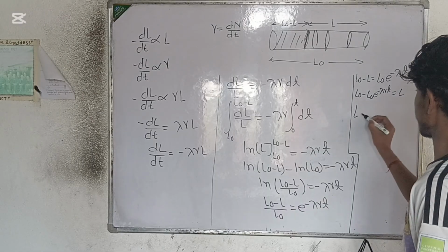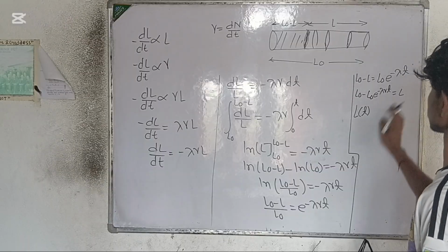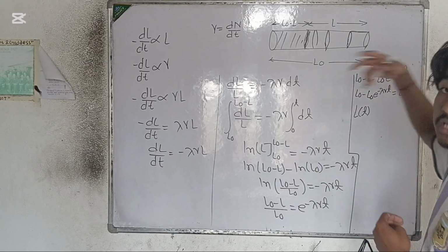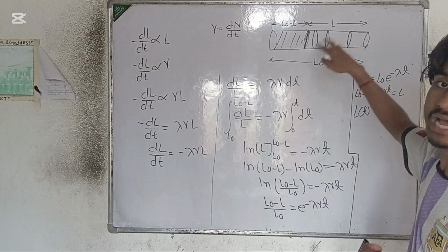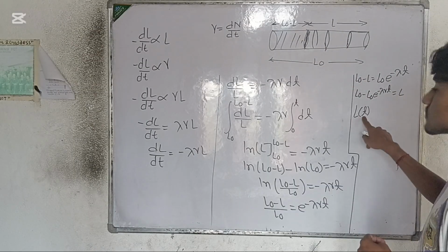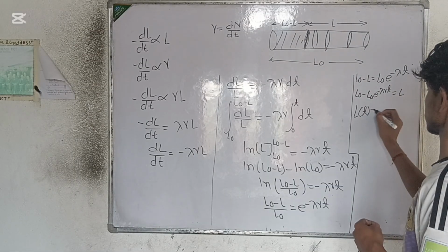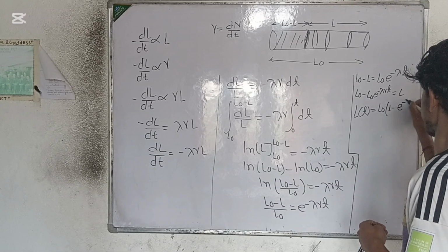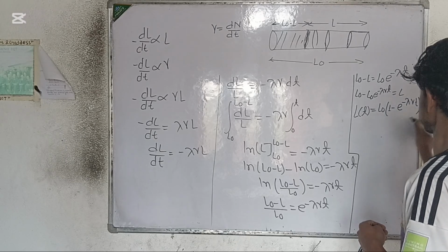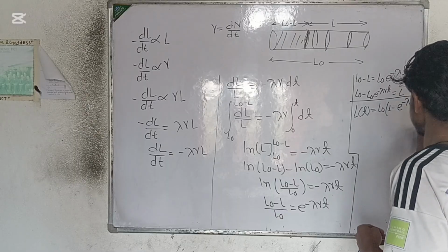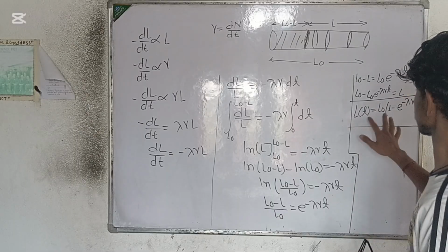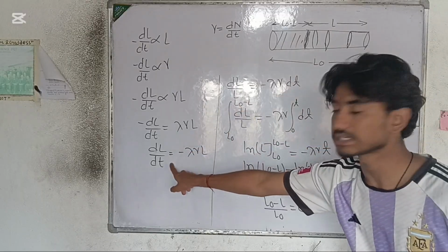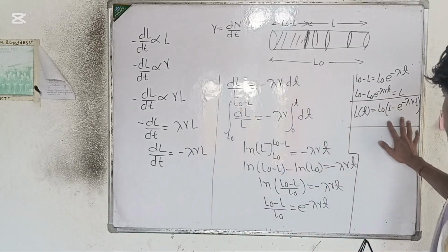Yes. So L is a function of time because L depends on time. When we start inhaling and exhaling, with respect to time the length is going to change. So L is a function of time, and that is going to be L naught times (1 minus exponential negative lambda rt). This would be the solution of our given differential equation.